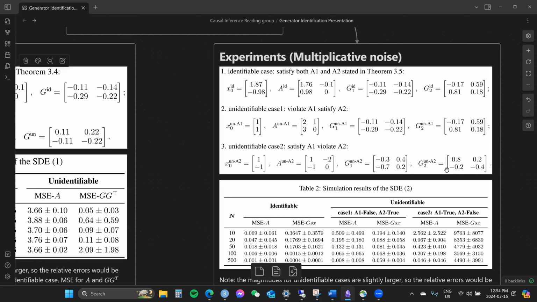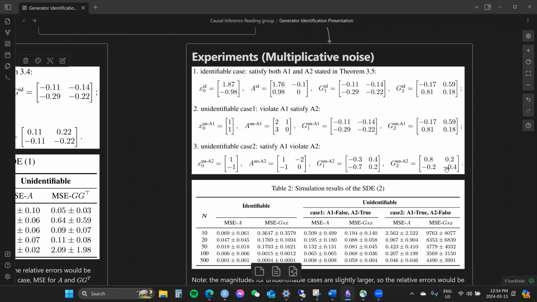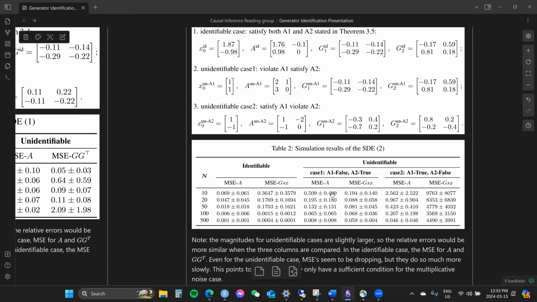In the multiplicative case, they have 3 examples. So 1 is identifiable, and 2 is unidentifiable. It violates the condition A1 and satisfies A2, which is what again? A1 is the one that's used in both. There are 2 rank conditions. One is used for both multiplicative noise and additive noise. A2 is the one they also need to add for the case of multiplicative noise to get their thing to work. So their 3rd example is again unidentifiable. It satisfies A1 but violates A2. And here are the results.